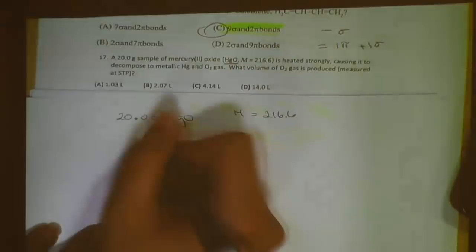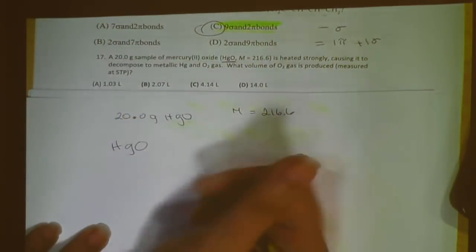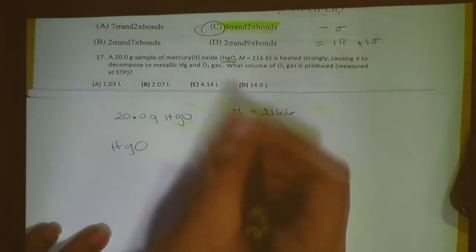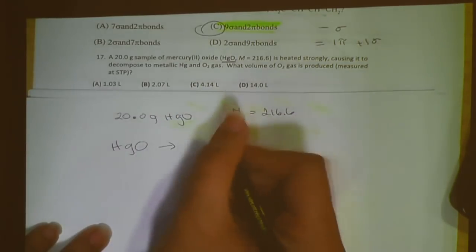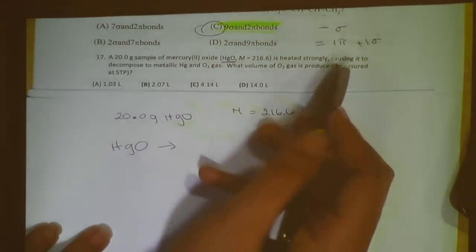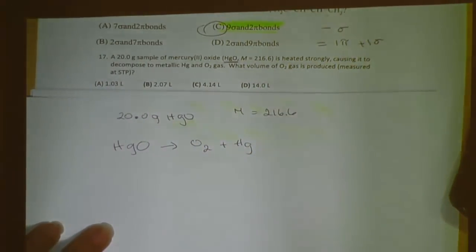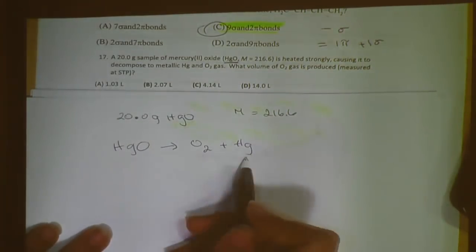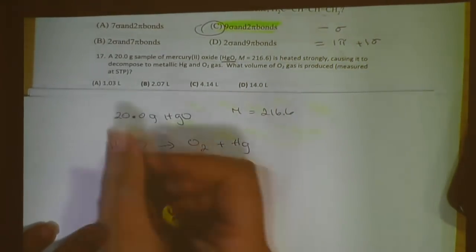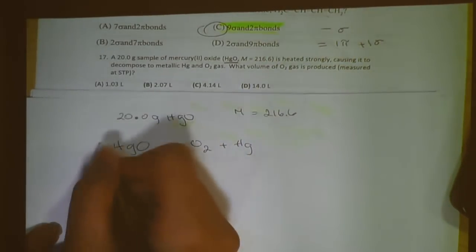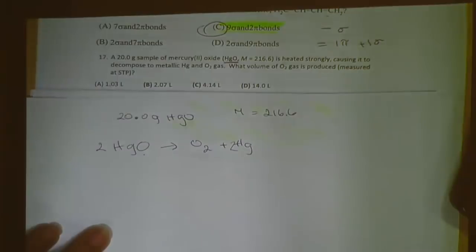Heated strongly, so you have HgO. Anytime something is heated to decompose, it gives you O2 gas and Hg. It's asking for the volume of a gas that is produced. So first you have to balance the equation. You have O2 gas, you only have one O here, so you're going to have to put 2, and you're going to have to put 2 right here. That's how it's balanced.